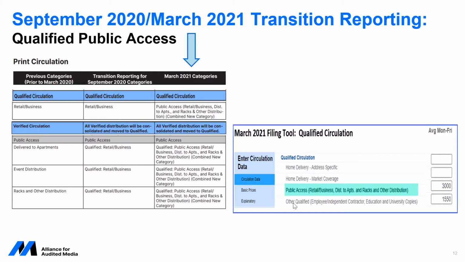So when you go in the filing tool under qualified circulation, here is public access. So again, if you had any distribution for retail, delivered apartments, events, or racks and other distribution, you're going to place it under qualified under public access.